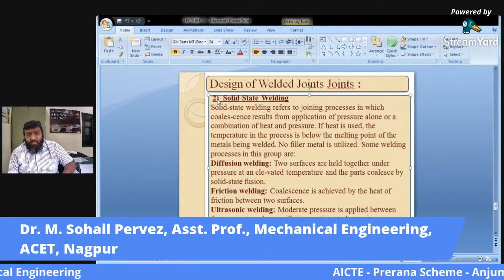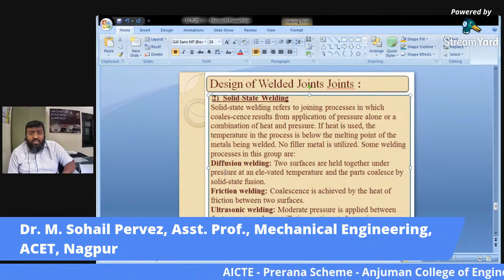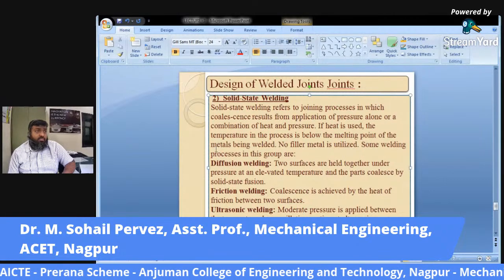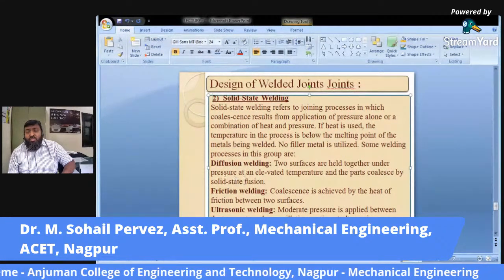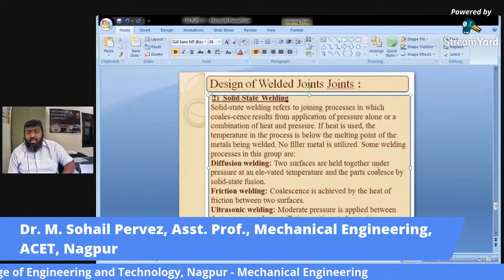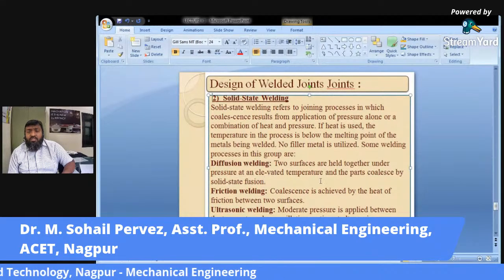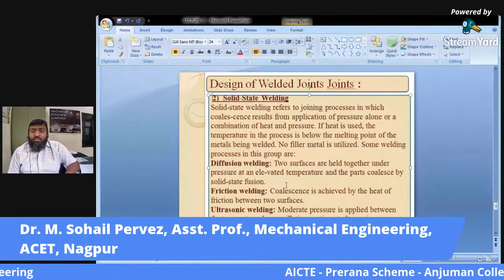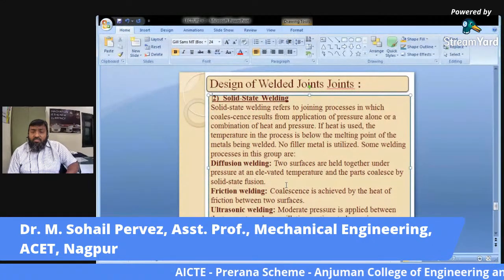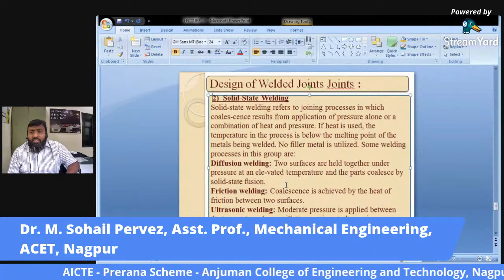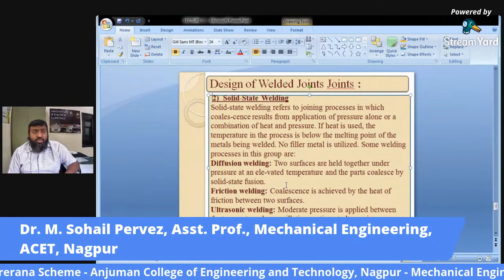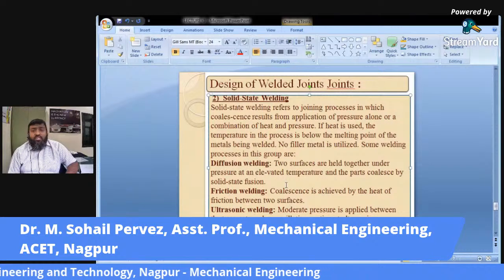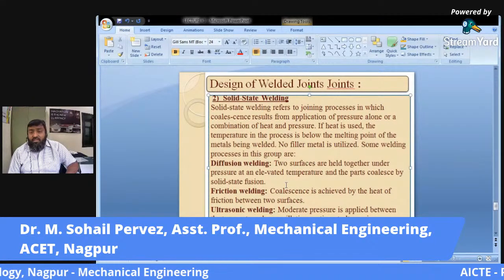Diffusion welding. The best example is diffusion welding, and we are much acquainted with friction type of welding in mechanical engineering. In diffusion welding, two surfaces are held together under pressure at an elevated temperature, and the parts coalesce by solid state fusion. By virtue of pressure at high temperature, the parts are fused together. The metals are fused together, and the joint is made.